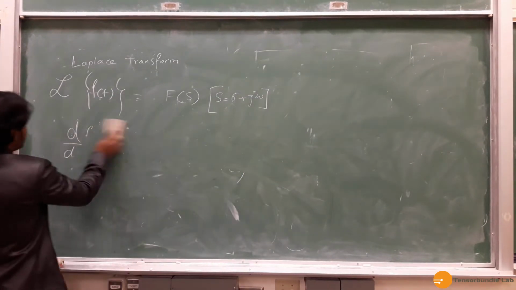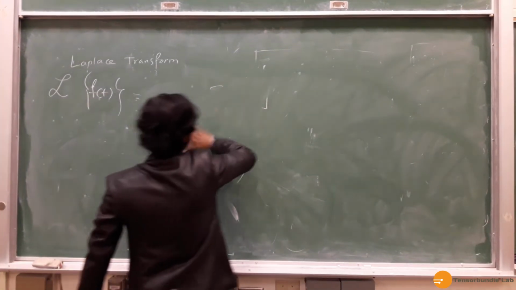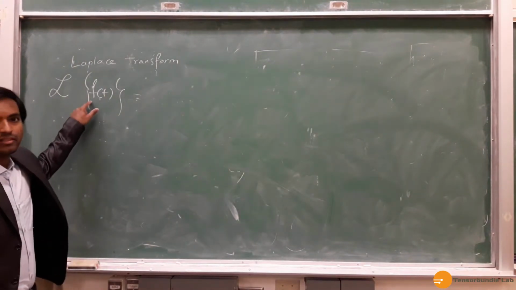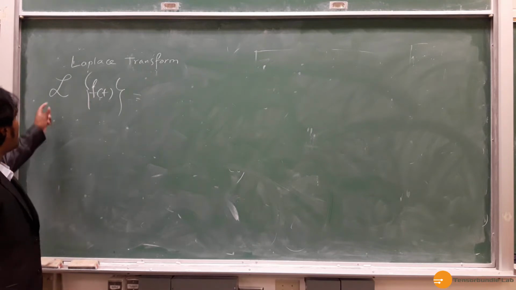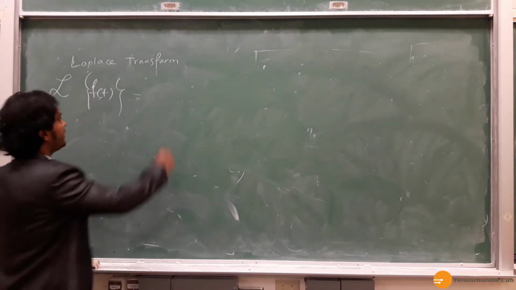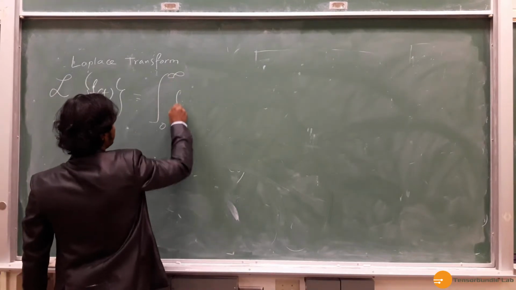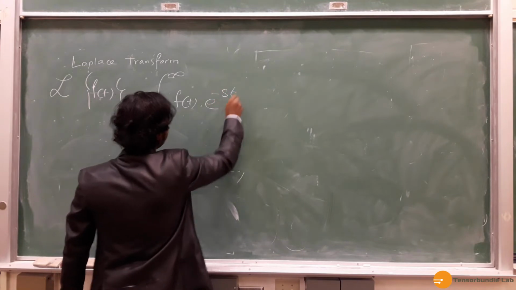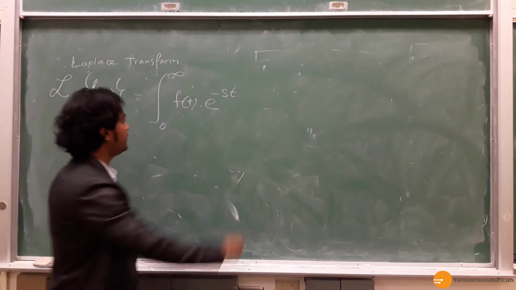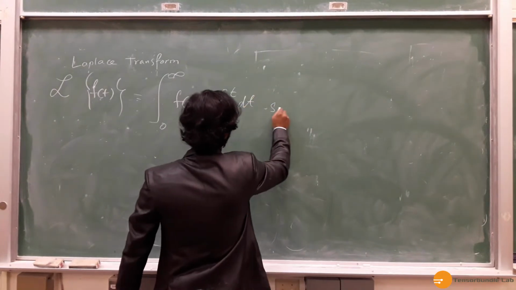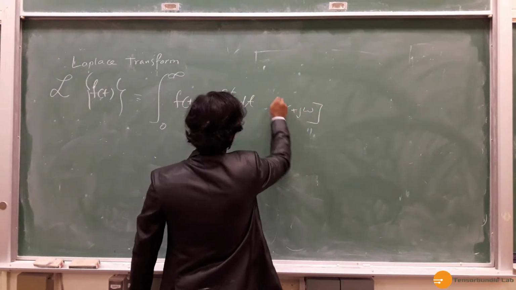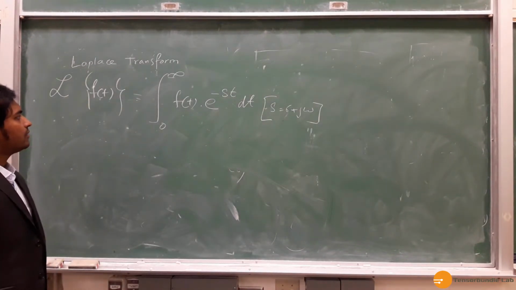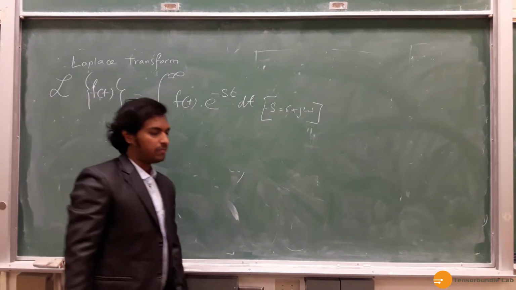So how do you define Laplace transform? That's the question. Let us say we have a time domain signal f of t, and the Laplace transform of this signal is defined as the integral of this time domain signal f of t multiplied by a complex exponential e to the power minus s t, dt, where s is sigma plus j omega. It's a complex variable. All right? So this is the definition of Laplace transform.